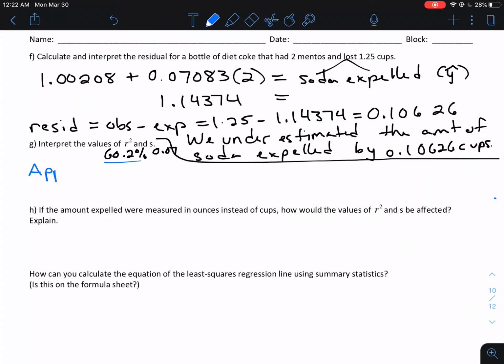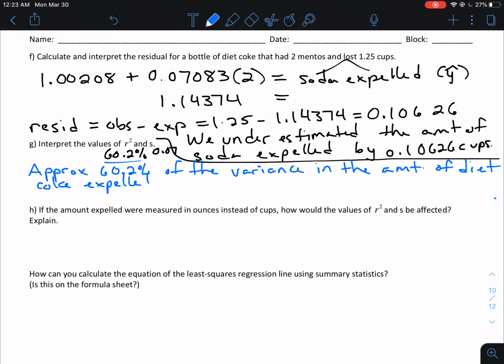So we're going to say that approximately 60.2% of the variance in the response variable, and to put that into context, variance in the amount of Diet Coke expelled, is accounted for by the least squares regression line. Do some abbreviating there to get this done a little quicker.